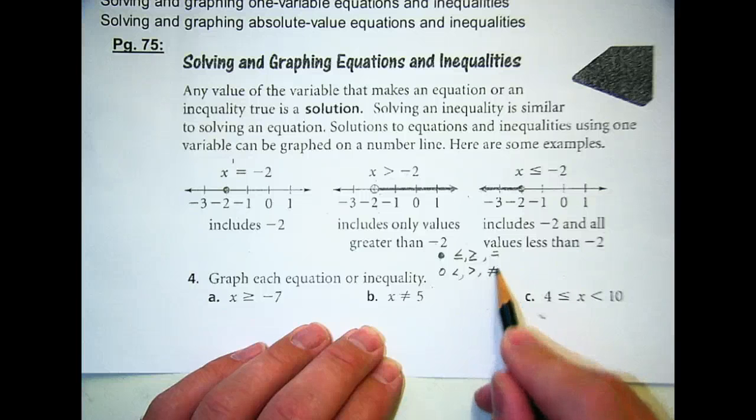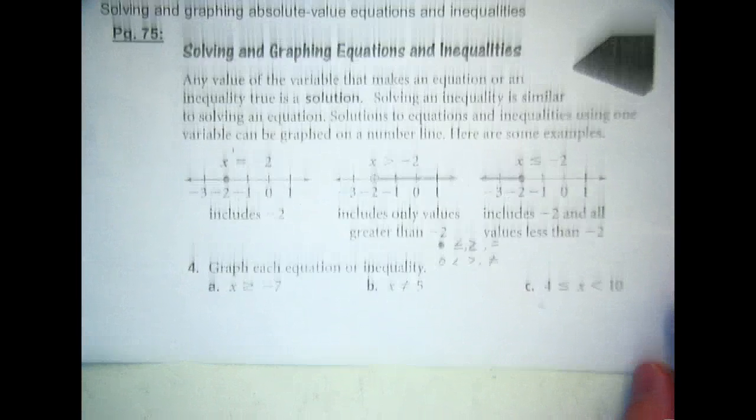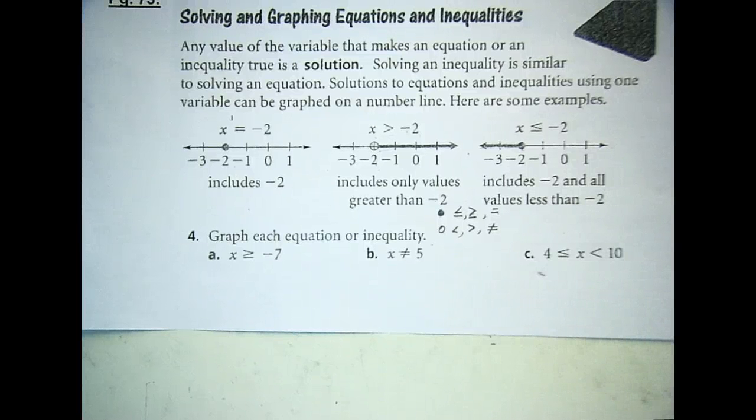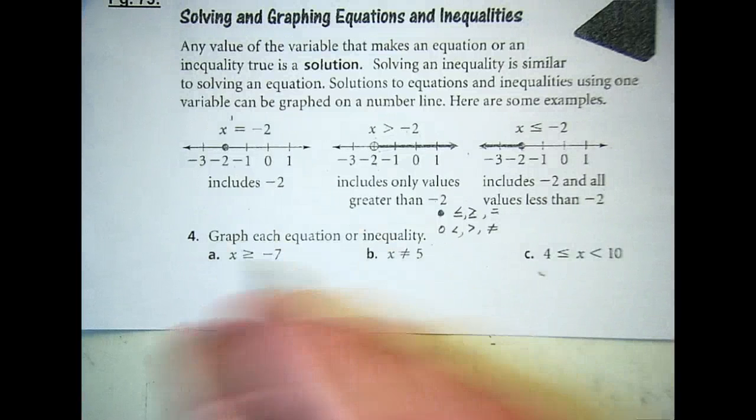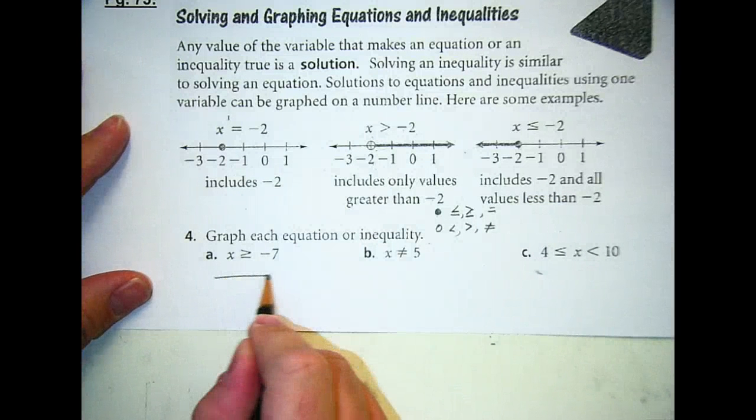Now I'm hoping all of that is reviewed to you. For some of you it's been a long time, some of you it's been a shorter amount of time. But any questions so far? Okay, with that I want you to graph these three on a number line. You can work with your groupie. Here you go. X is greater than or equal to negative 7.